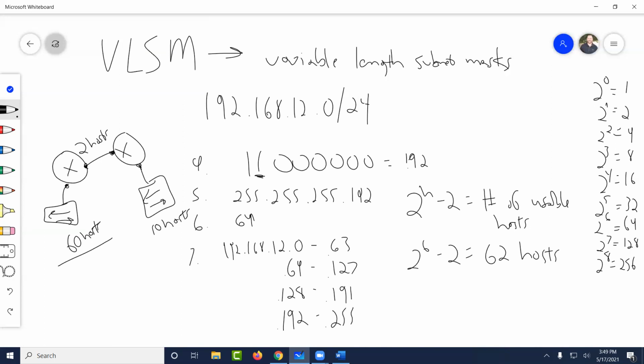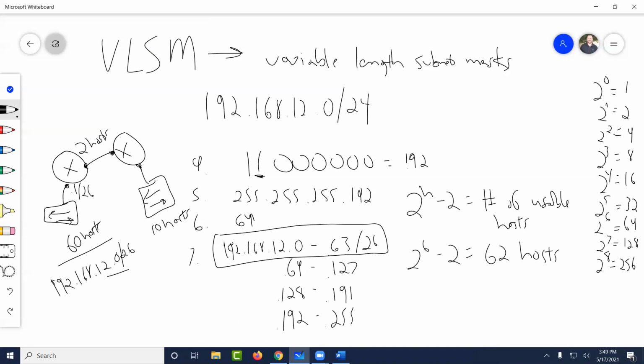Now, here's where I diverge from the curriculum, and this is where I totally disagree with what the curriculum teaches you to do. Since this is now /26, the curriculum would say, take this block right here and use it for your 60 hosts. So I'm going to do it the way the curriculum teaches. 192.168.12.0/26. So this network right here, we could put .1/26 here, and we could use up to .62.